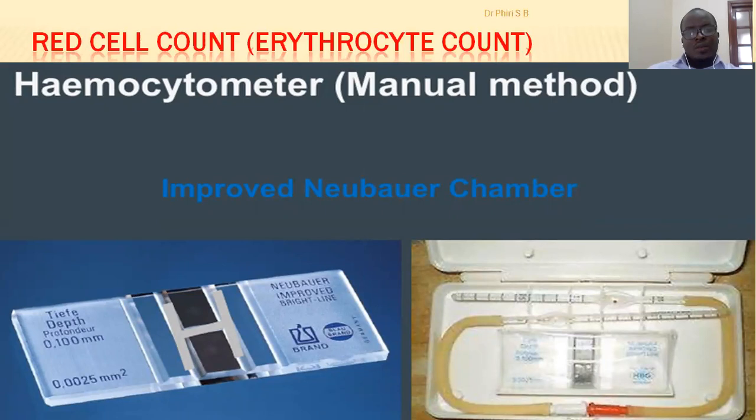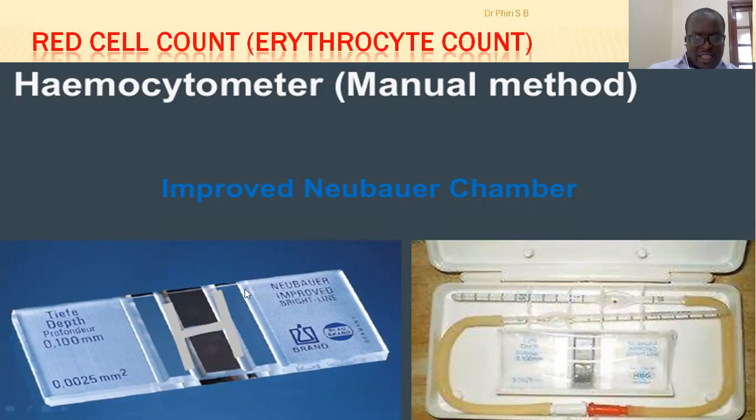The hemocytometer, you can see here, is used for the manual method to count red blood cells. The one that we normally use is the improved Neubauer chamber. This improved Neubauer chamber is a special type of slide that will contain grids that you can use to count red blood cells.